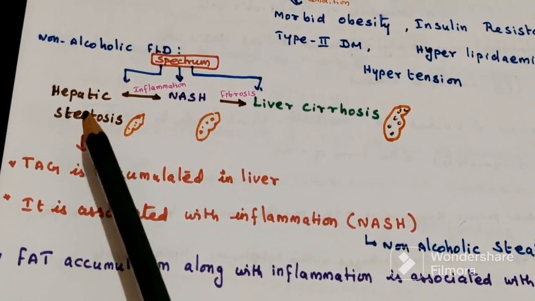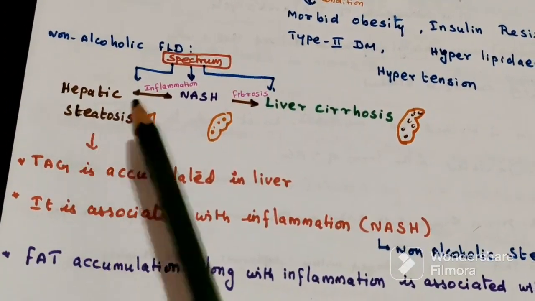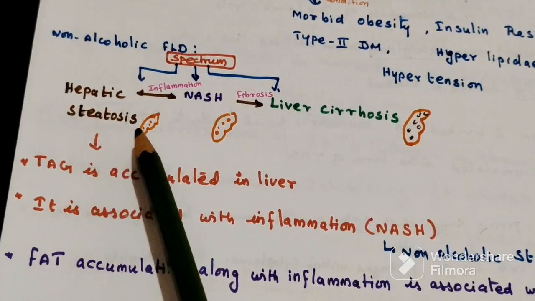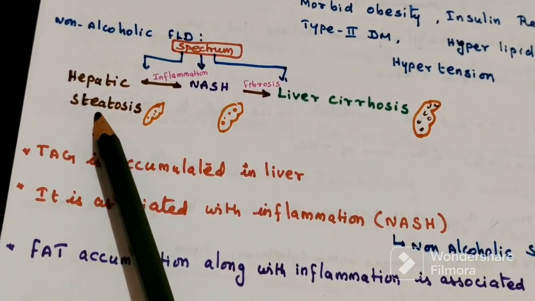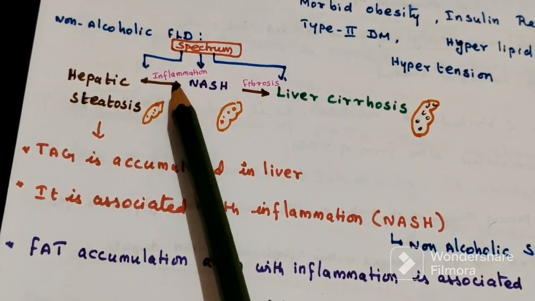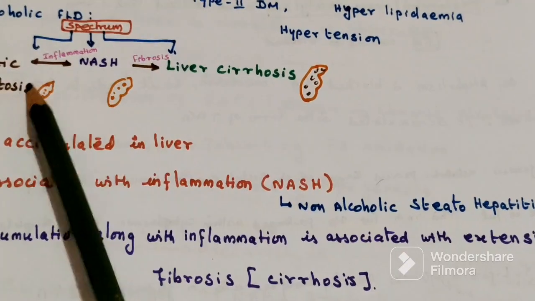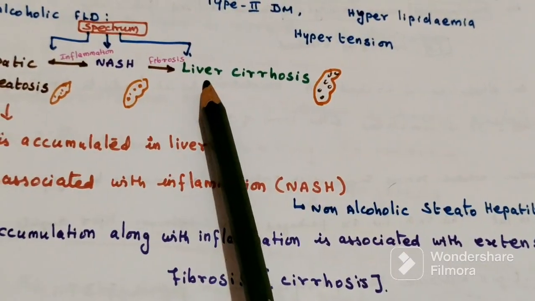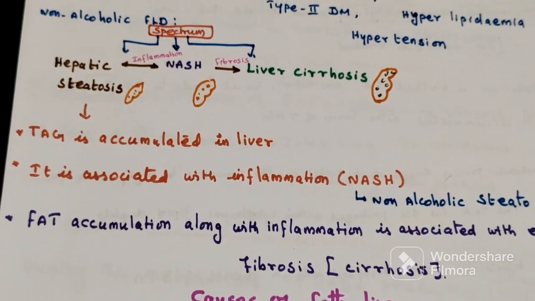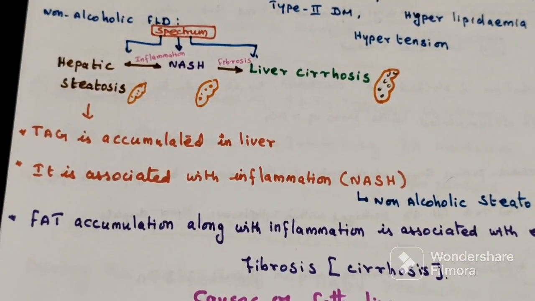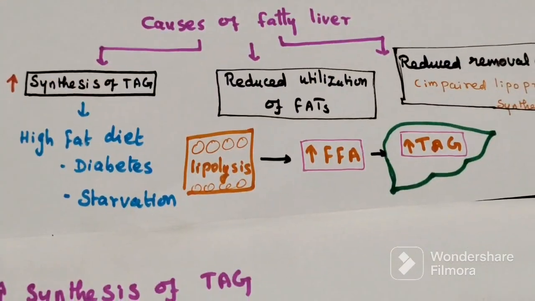So the first condition, which we already know, goes from less severe to more severe. First, fat accumulated in the liver is called hepatic steatosis. After that it causes inflammation, non-alcoholic steatohepatitis. Then together this condition finally leads to the severe condition, liver cirrhosis. So this is the spectrum of non-alcoholic fatty liver disease.